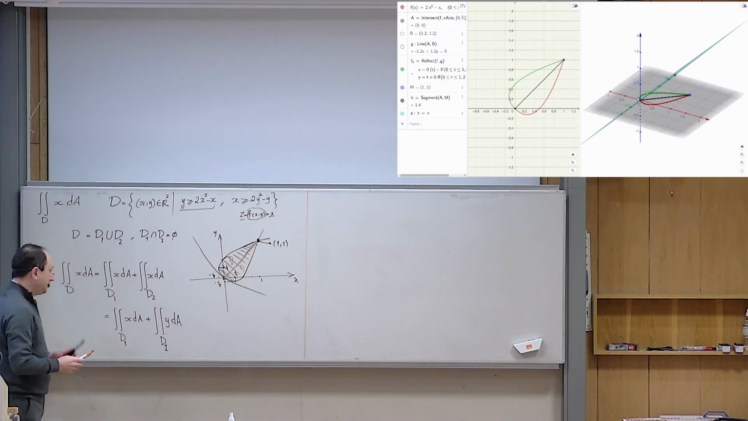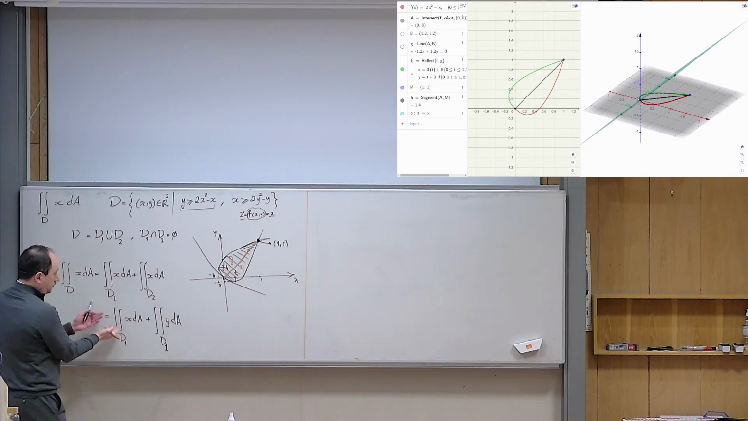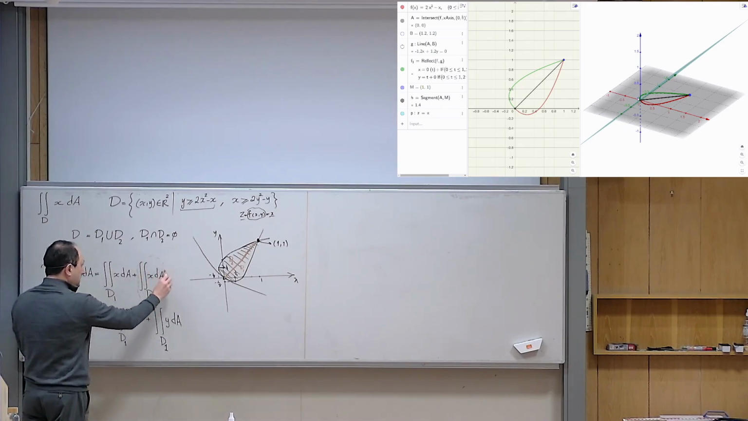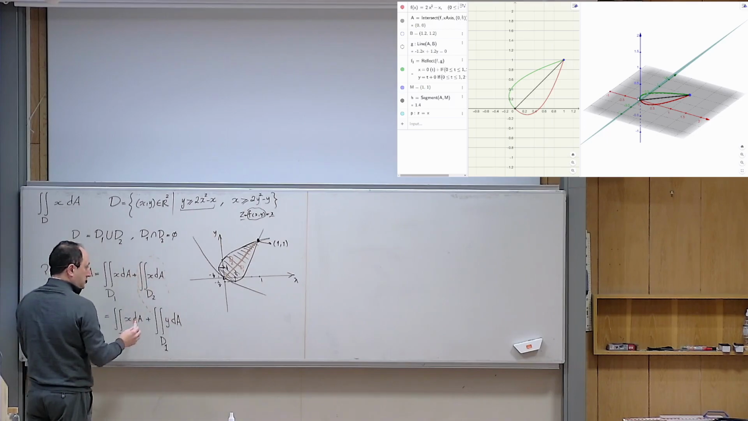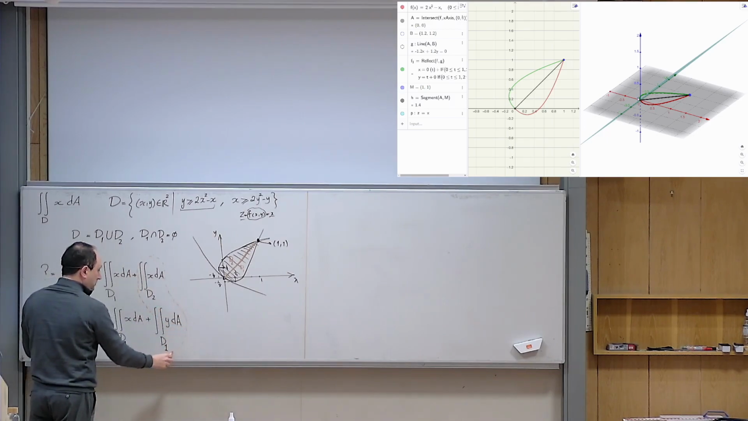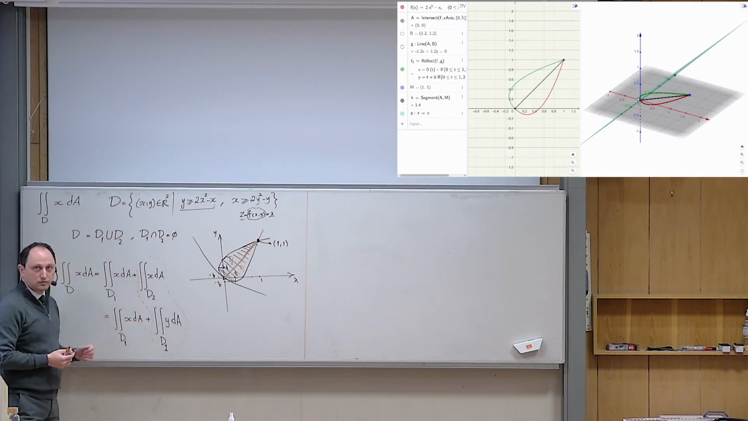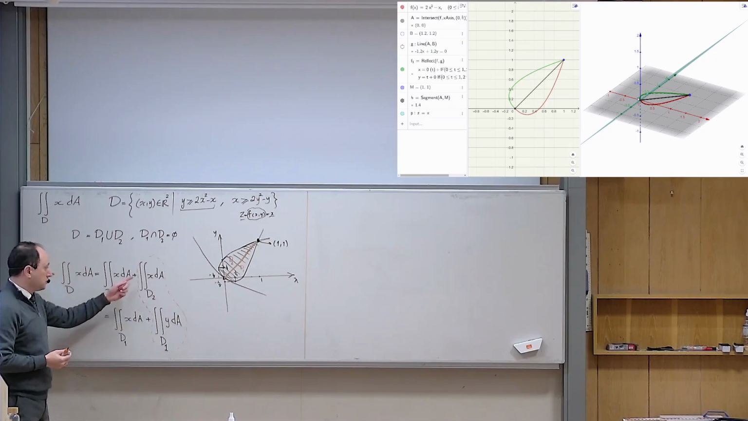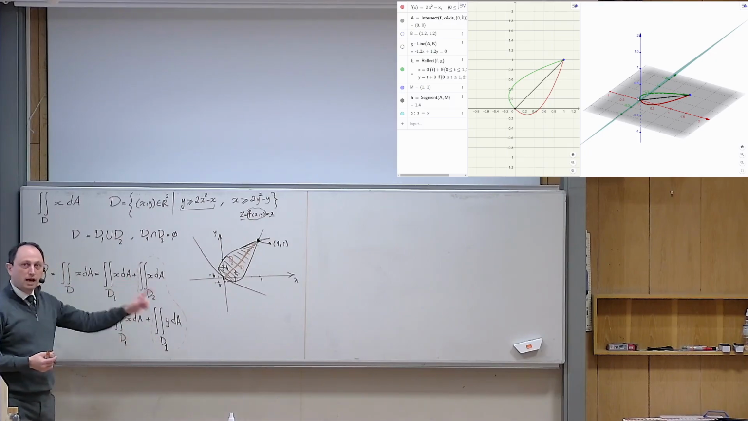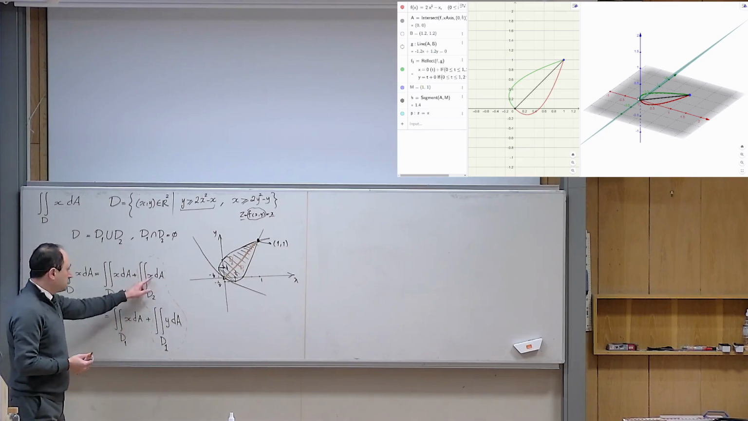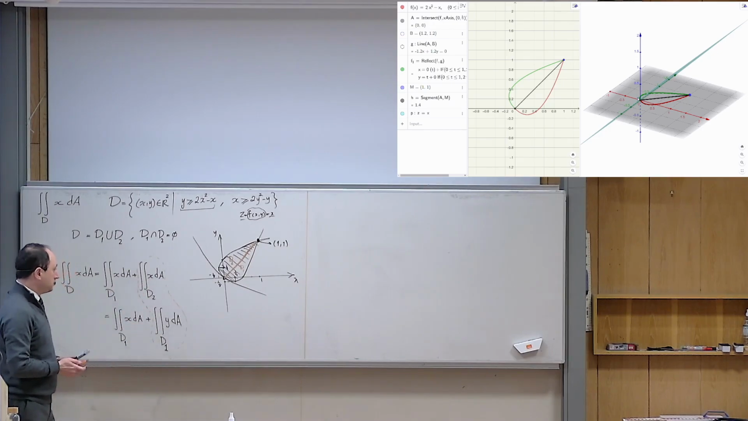My claim is, because this is just a copy and paste of this part, I want to convince you, based on symmetry arguments, in a somewhat convoluted way, that these two integrals have the same value. That is important, because if you understand that, then the calculation becomes straightforward. But why are these two values the same?